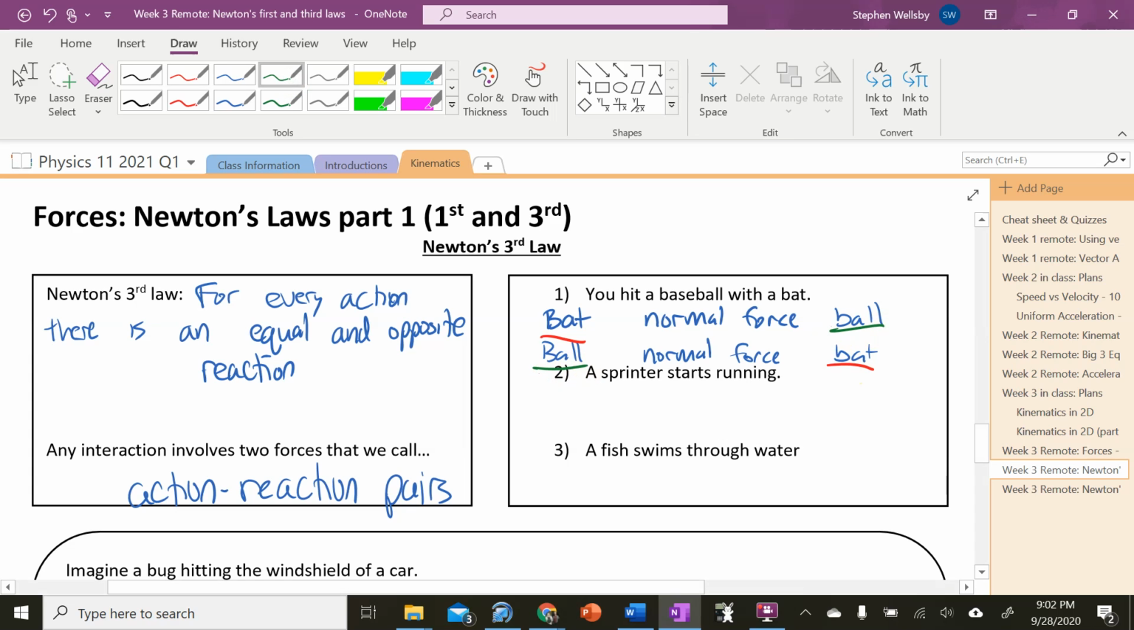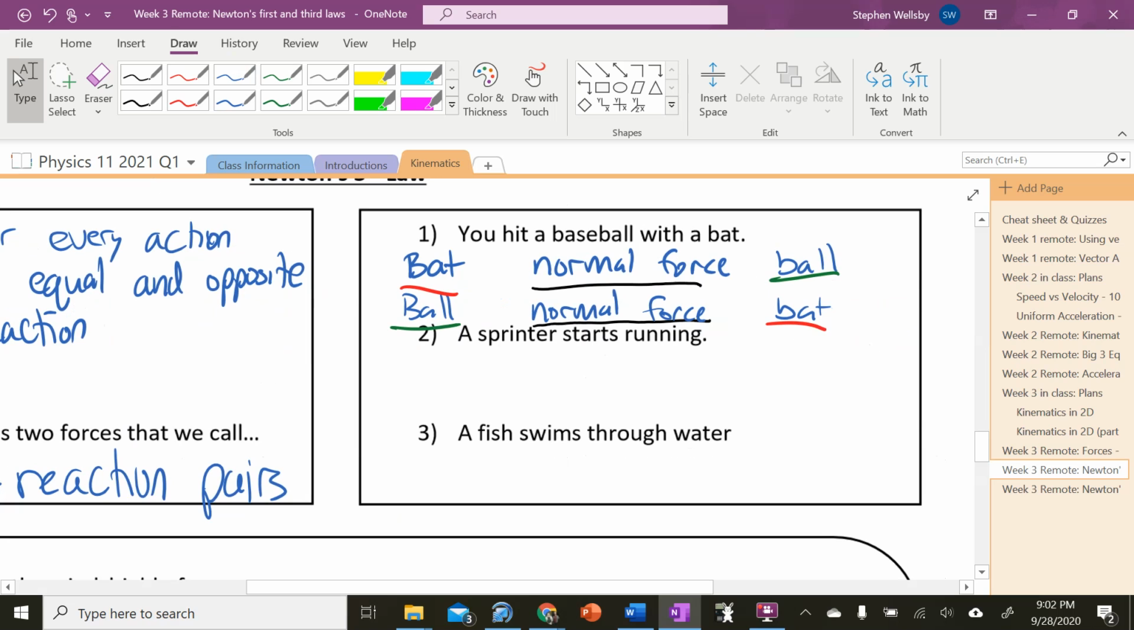So what we've done in this case for the action-reaction pair is we have just simply switched around the two objects that are interacting with each other. But keep in mind, and this is the part that's often misunderstood, the force that makes up the action-reaction pair is the exact same force between the exact same objects. So take a moment here and see if you can find the action-reaction pairs for example 2 and example 3.